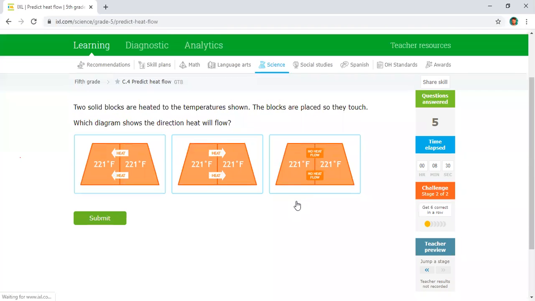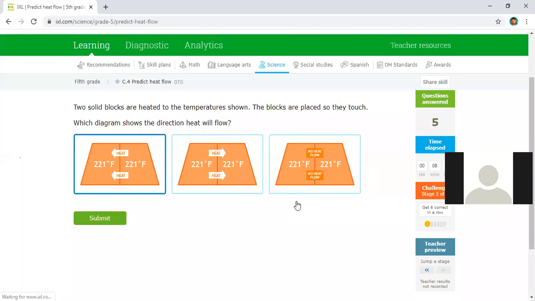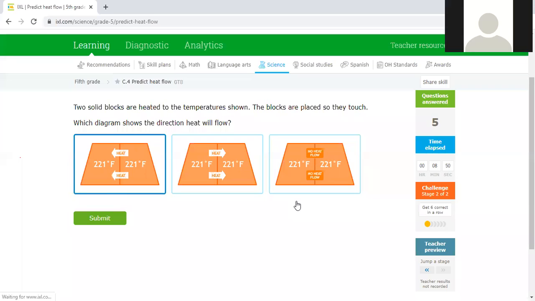Now this one, 2 solid blocks. They're heated. They're placed so that they touch. Which diagram shows the heat flow? It even looks like it's moving, which is kind of cool. But this one wants to know which one shows the heat flow. Anusha. The middle one. Right. Anusha thinks it's the middle one.